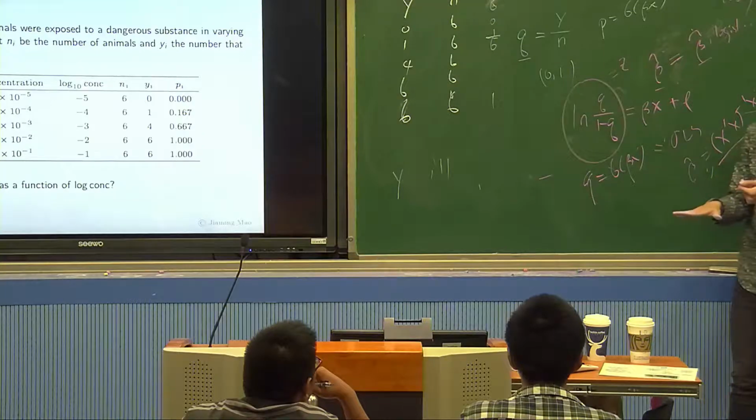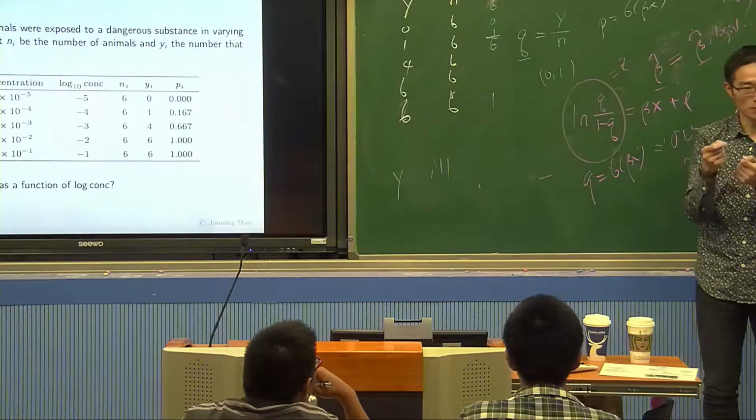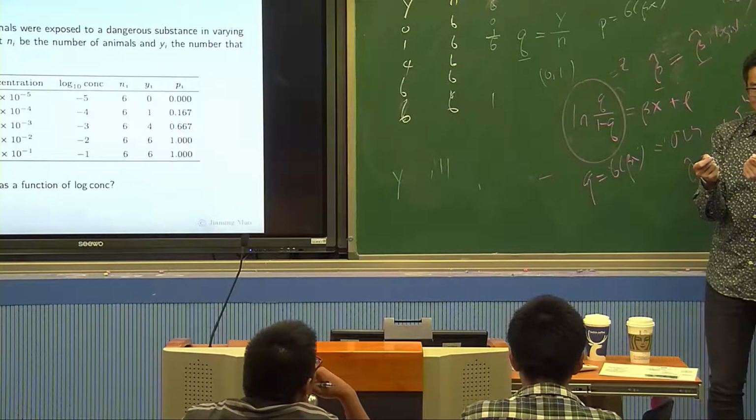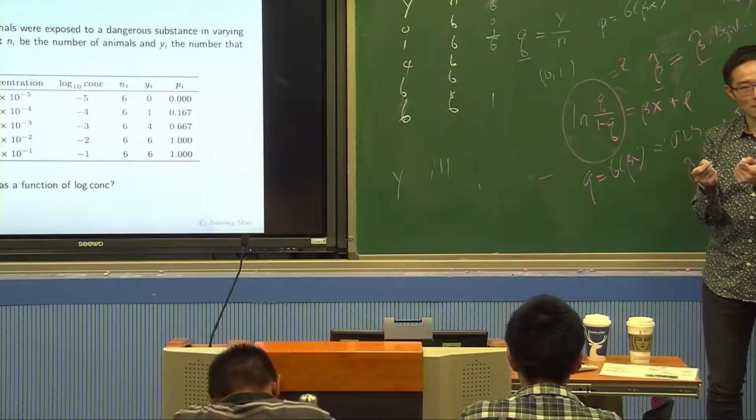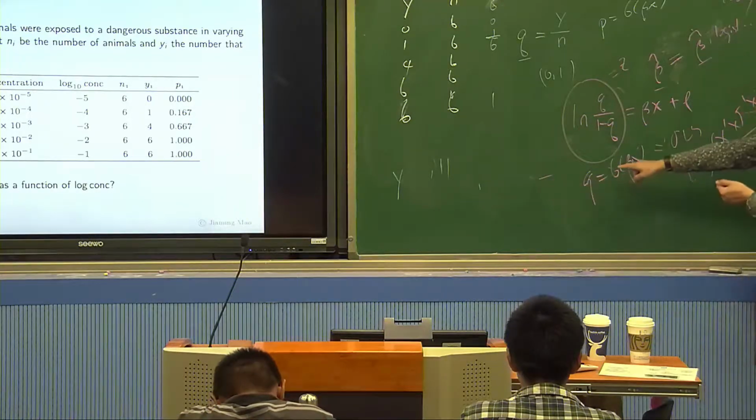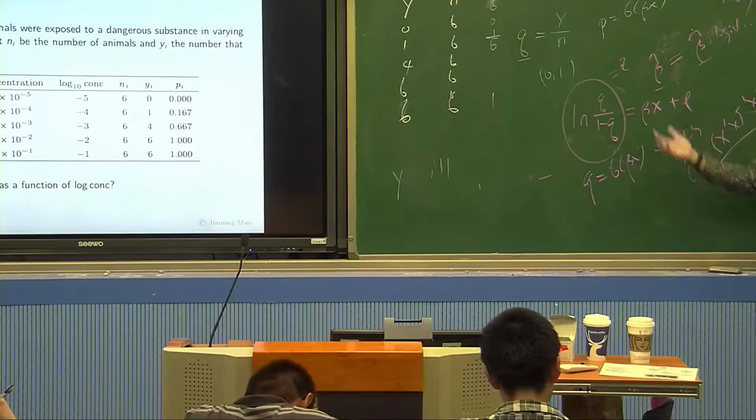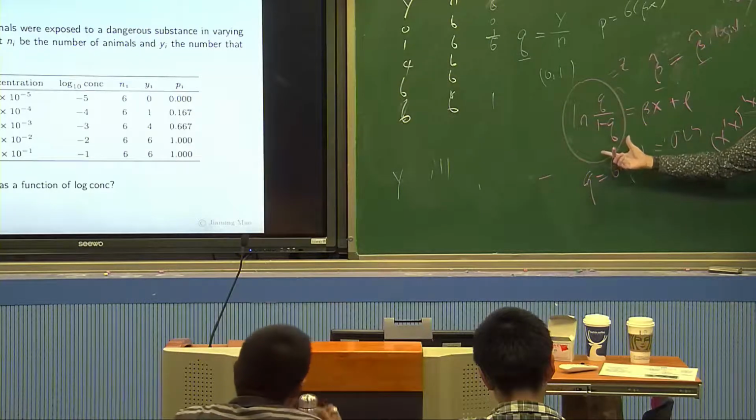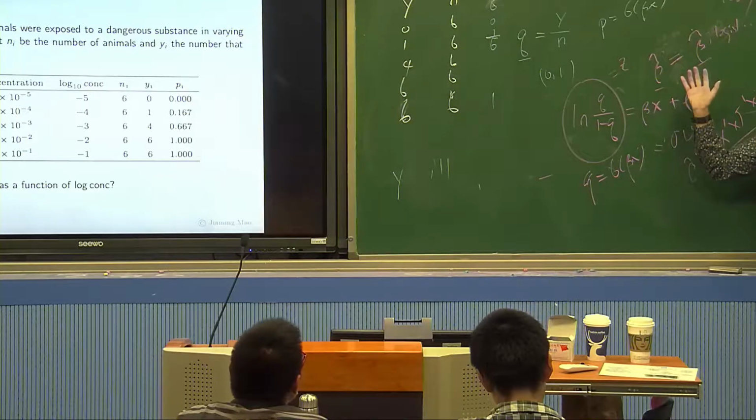P is the underlying probability of dying. Q is how many die, the percentage of animals that die that you observe from data. When is Q very close to P? When sample size becomes very, very large. When n becomes very large, this Q goes to P. In other words, if you have a large sample, you don't have to do logistic regression. You can do a linear regression like this, and it's going to give you a beta hat that's very close to the logistic regression beta hat.